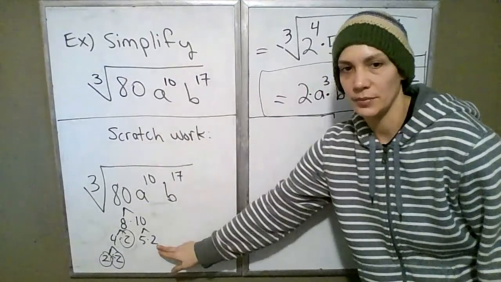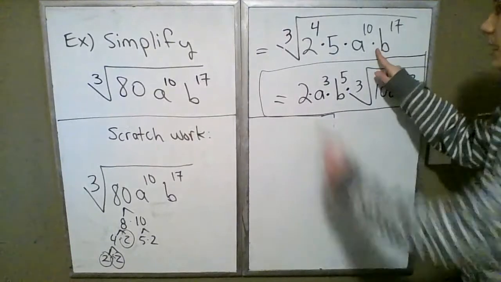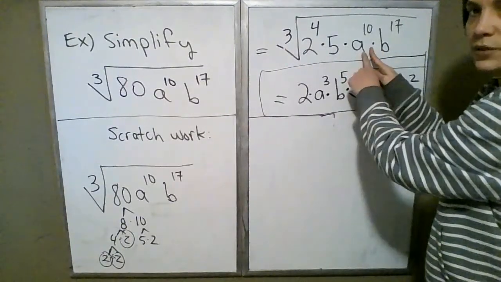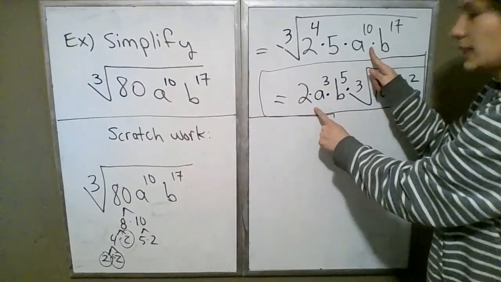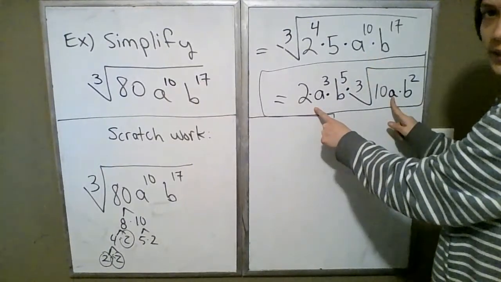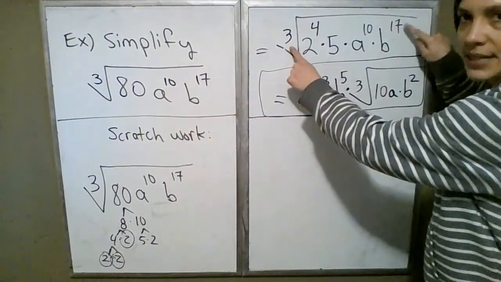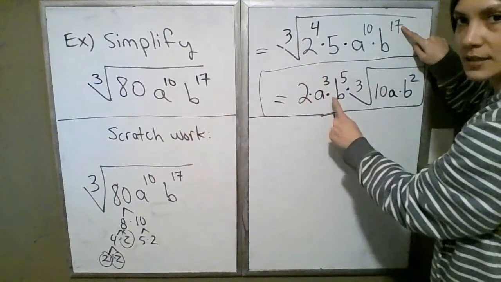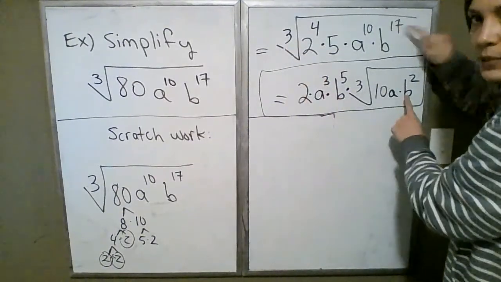It is multiplied with 2. A to the 10th. 3 goes into 10, 3 times, so you get the a cubed, with 1 left over. That 1 right there. How many times does 3 go into 17? 5 times. That's the b to the 5th. And there's a remainder of 2. That's where you get the b squared.